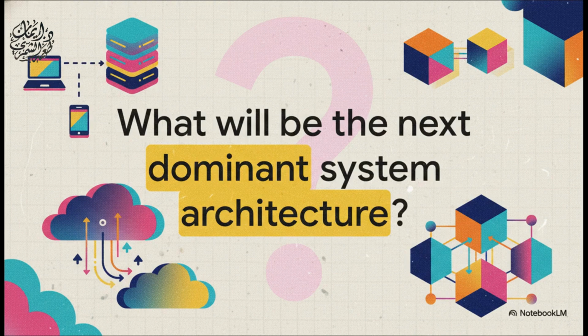For the last 30 years, the client-server model has been king. So that leaves us with one last really big question. What's next? What's going to be the system architecture that defines the next 30 years of technology?